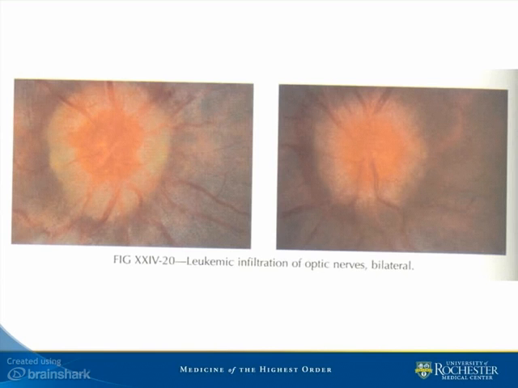Evaluation of the elevated optic nerve should also consider infiltrative processes. Here, a patient with leukemia shows elevation of both optic nerves.